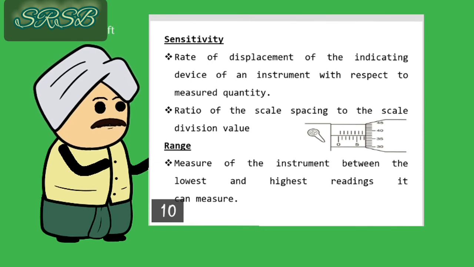Next, what is the range? Range is the measure of the instrument between the lowest and highest readings it can measure. So the values available for that particular instrument, from lowest to highest, are called the range.